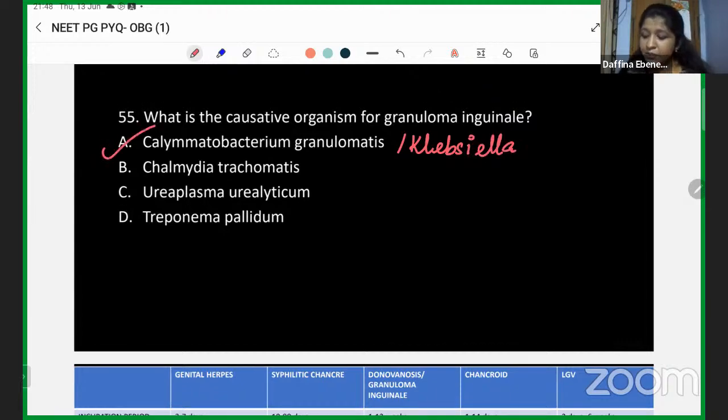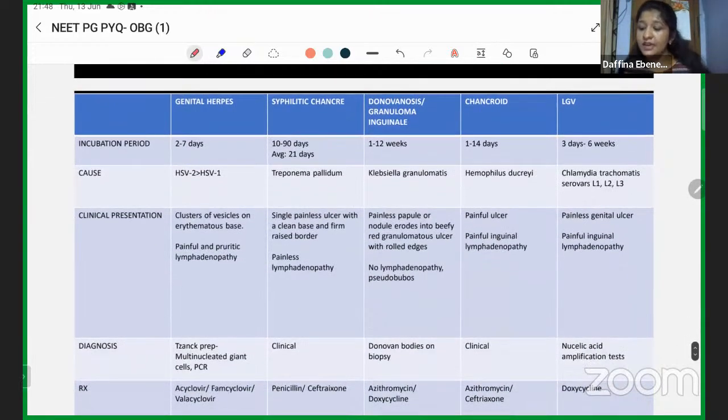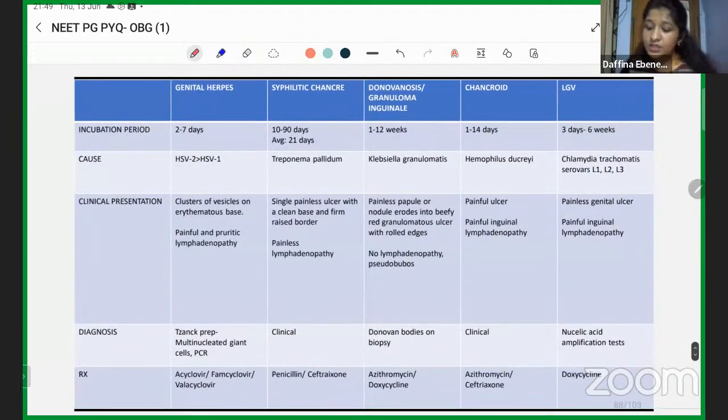This is a table showing the different forms of genital ulcers that can occur, the incubation period, the causative organism, the clinical presentation, the diagnosis, and the treatment. Incubation period is not commonly asked. More commonly asked is the cause. Genital herpes, it's very evident. It is herpes simplex virus, type 2 more than type 1.